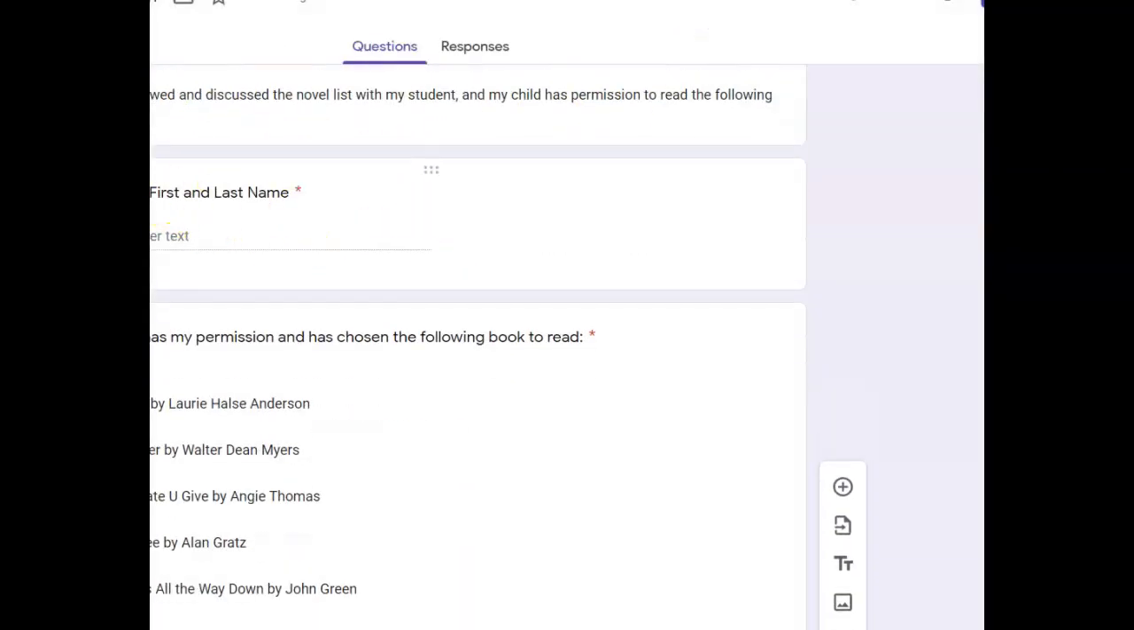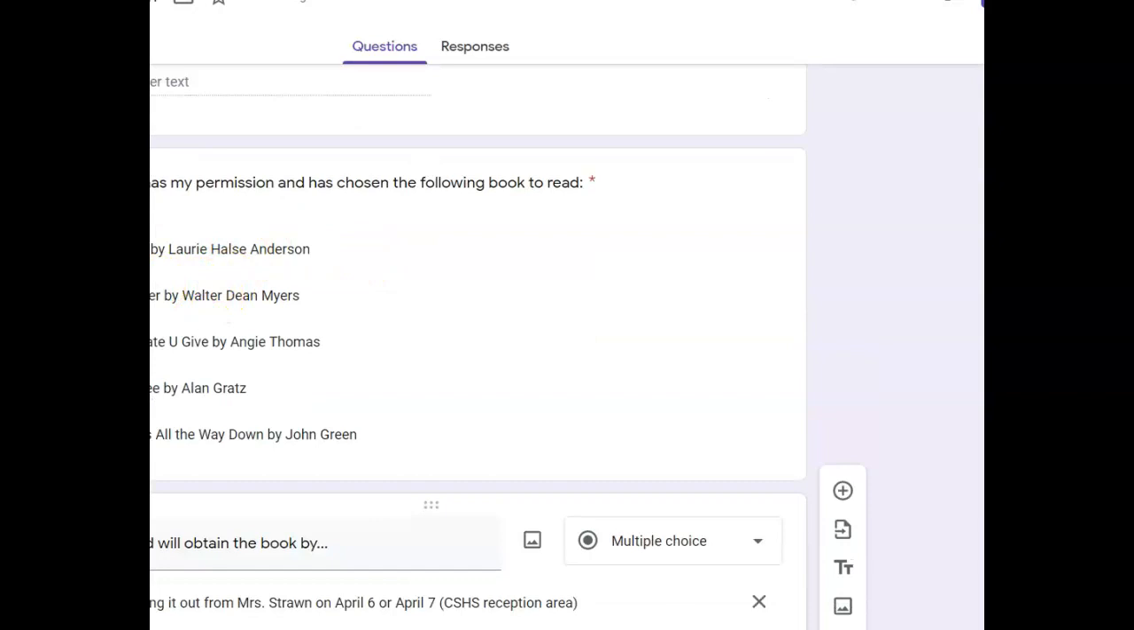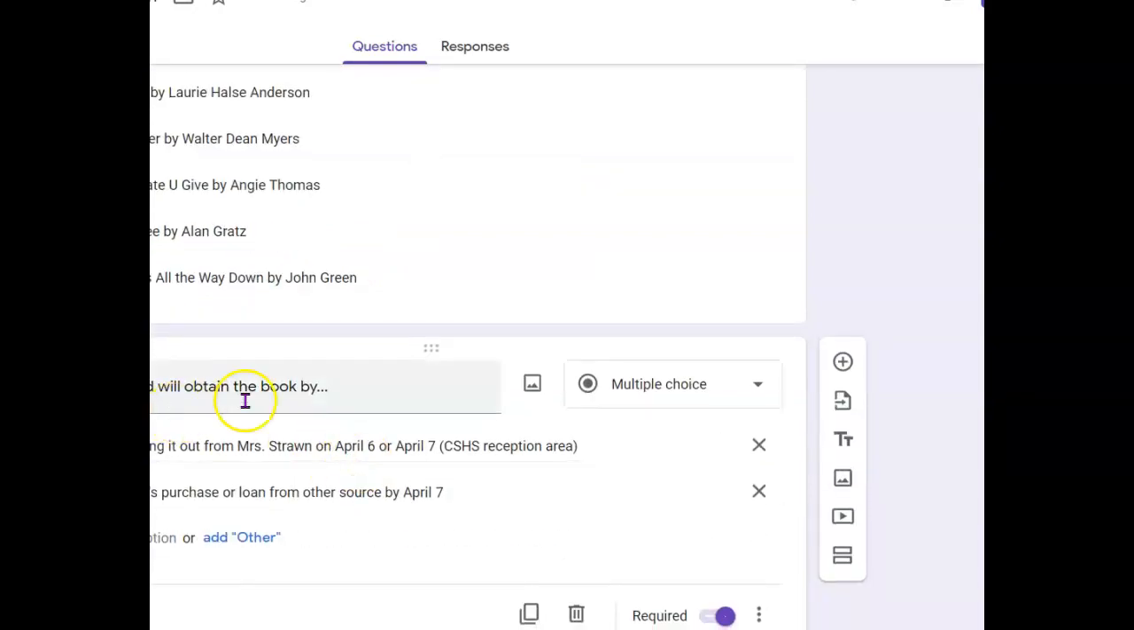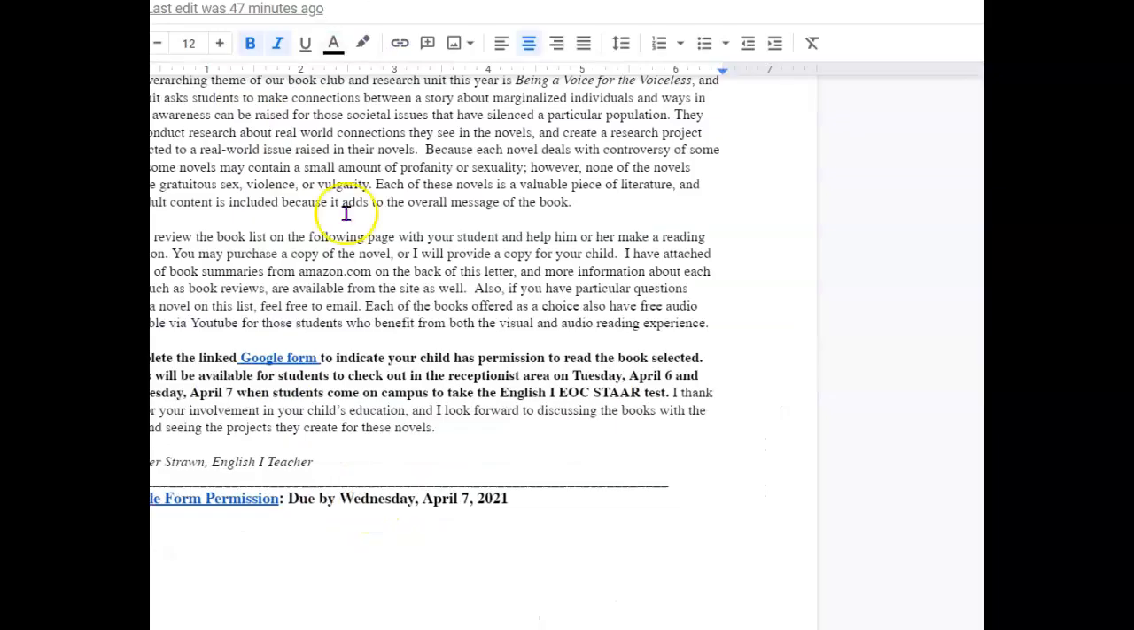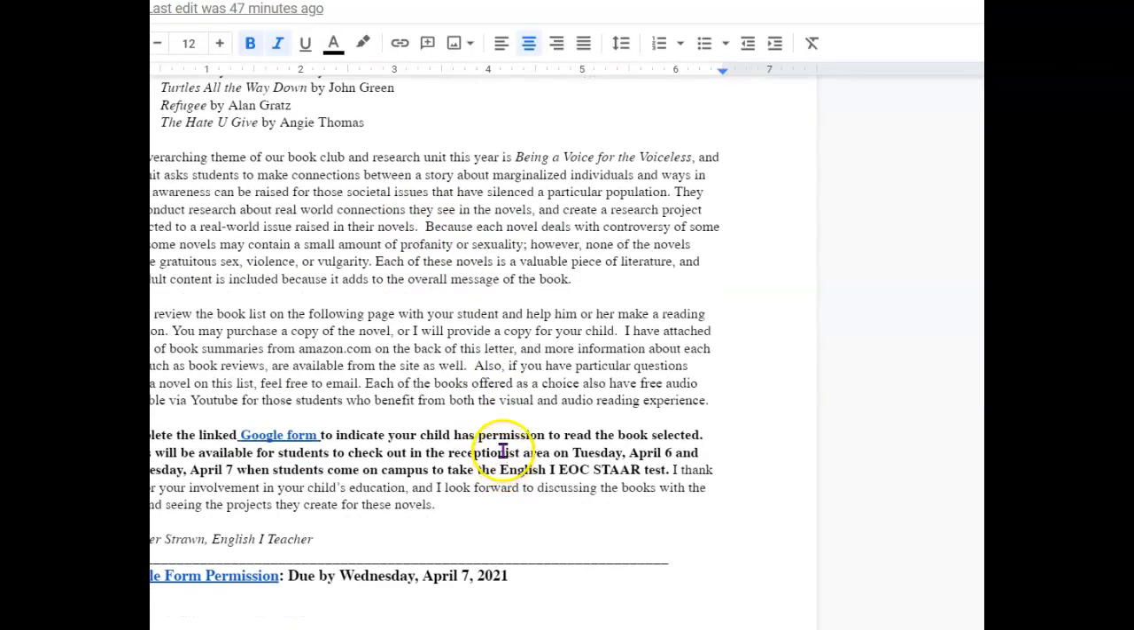Your parents will fill in your student information, or you can do it for them if they're okay with it. So your first and last name, which book do you have permission to read, and how are you going to get the book? Are you going to get it from me by checking it out on April 6th or 7th, or are your parents going to purchase it or loan it from another source? That way I'll know who needs a book and who doesn't. So this is what we're starting on Wednesday, April 7th.